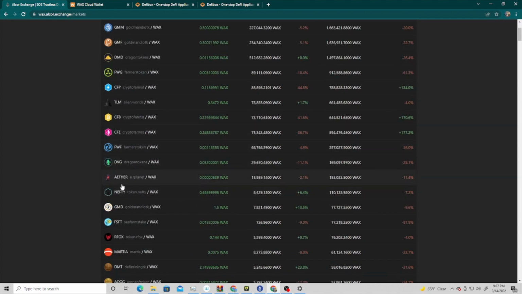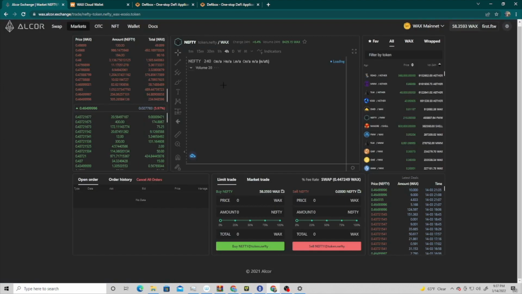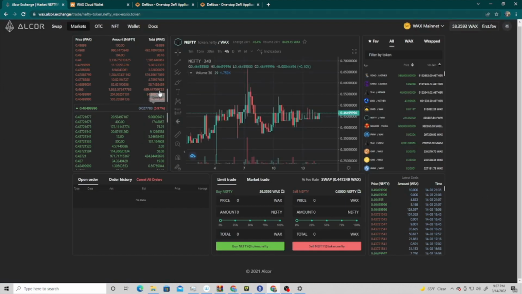So here we go. Let's look at like Nifty token, for example. Here's the Nifty Wax token. It brings up the interface here. What we're looking at is maybe a little overwhelming because it's got a lot of numbers, but it's mostly information and we don't have to actually interact with much of it. So what we're looking at really quick, I'll break it down.